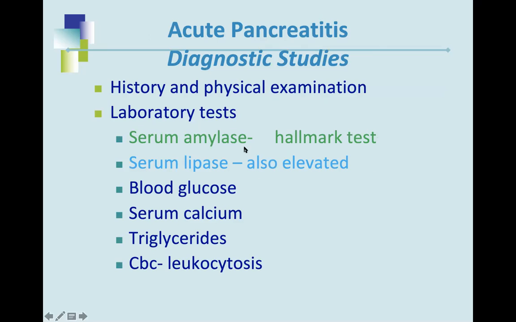Now, serum amylase and serum lipase specifically will tell us whether pancreatitis is present or not. If they are normal, then you revise your diagnosis. The blood glucose, serum calcium, triglyceride, and complete blood count will help us to know the extent of the disease, whether it is mild, moderate, or severe.